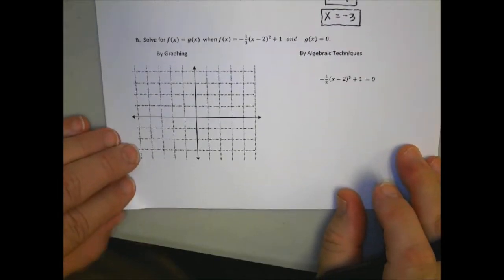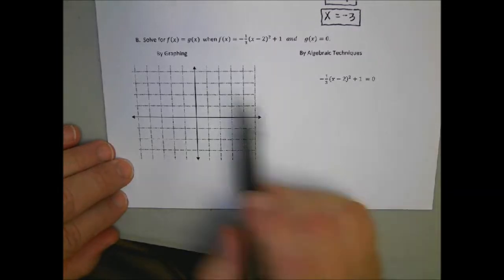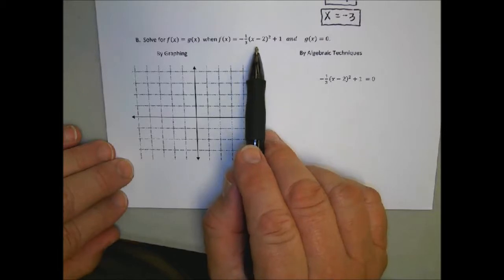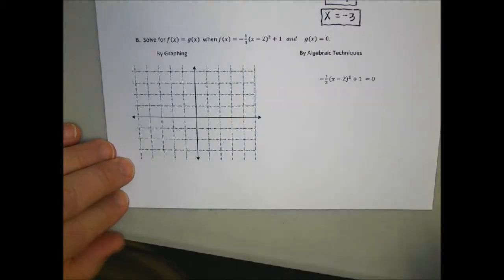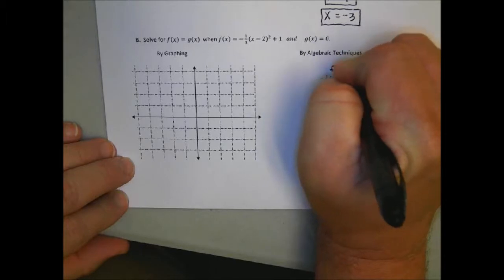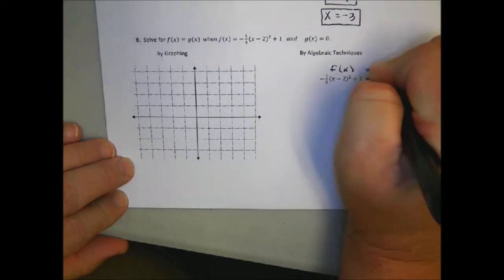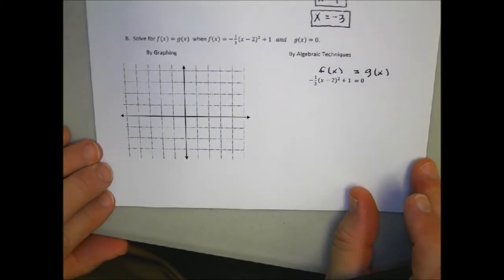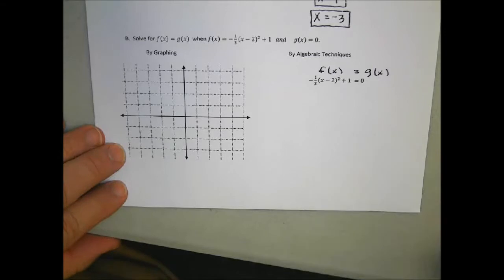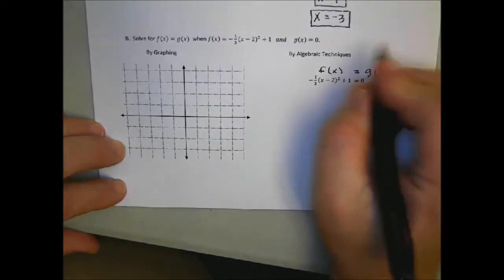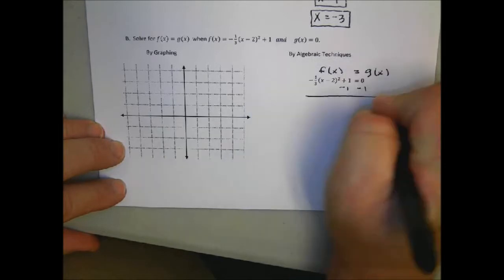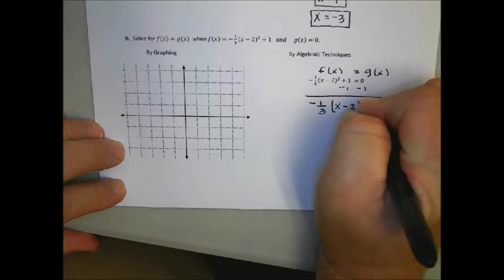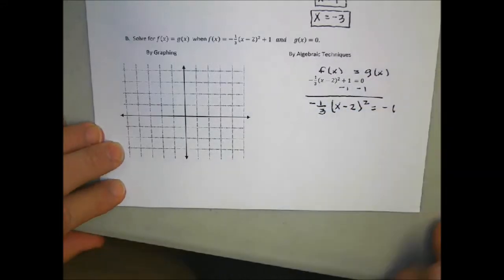Now, they also do this on worksheet 5. What if it doesn't work out perfectly and nicely? So I've got the same thing, new functions. Here's the f of x function, -1/3 (x minus 2) squared plus 1. Here's the g of x function, 0. So again, this is where f of x equals g of x. Well, let me show you what I'm talking about by solving algebraically first. I'm going to subtract 1 from each side. Negative 1/3 (x minus 2) quantity squared equals negative 1.